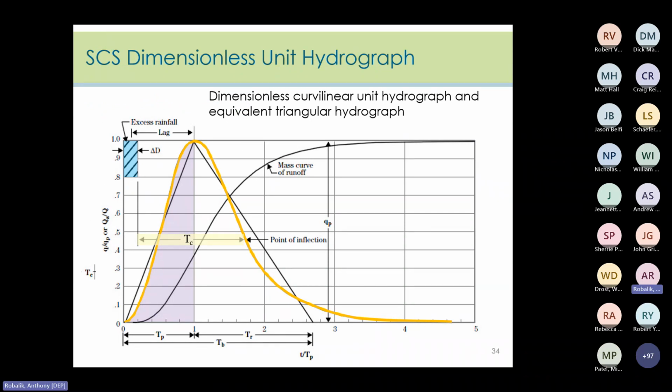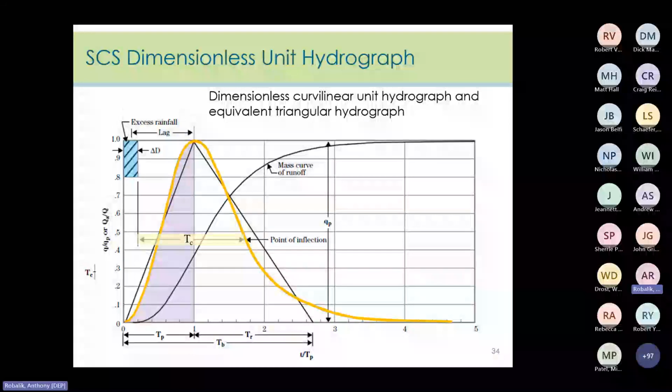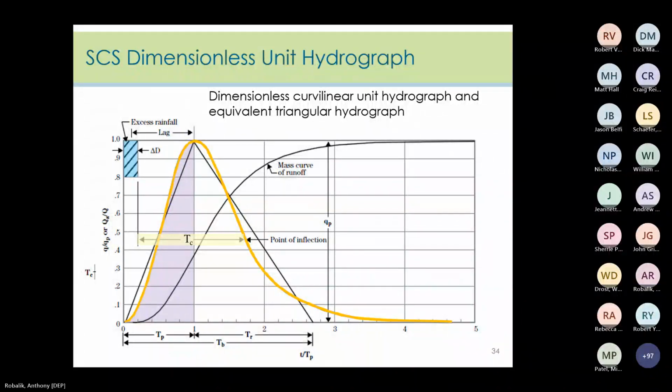And it's important to note that within the state of New Jersey, the SCS unit hydrograph is often used outside the coastal plain, except in rare circumstances. So shown here with an orange curve is the SCS unit hydrograph. The corresponding rainfall event is shaded in blue.